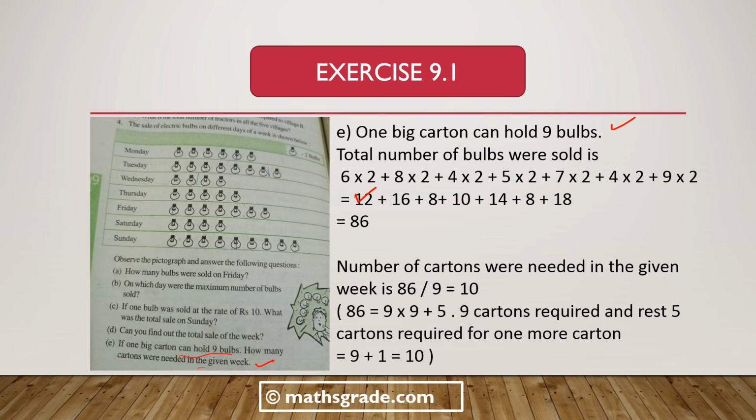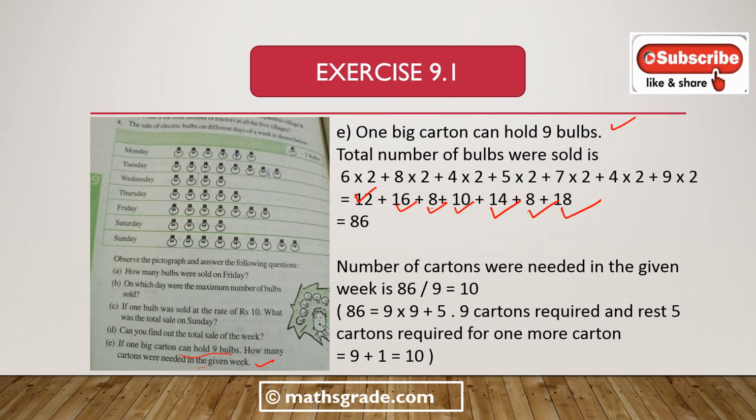On Tuesday, 16 bulbs were sold, that is 8 multiplied by 2. On Wednesday there are 4 multiplied by 2, that is 8 bulbs sold on Wednesday. On Thursday 1, 2, 3, 4, 5. 5 multiplied by 2, that is 10 bulbs were sold on Thursday. On Friday 1, 2, 3, 4, 5, 6, 7. 7 multiplied by 2, that is 14 bulbs were sold on Friday. On Saturday there are 4 multiplied by 2, that is 8 bulbs were sold on Saturday. On Sunday there are 1, 2, 3, 4, 5, 6, 7, 8, 9. 9 multiplied by 2, that is 18 bulbs were sold on Sunday.